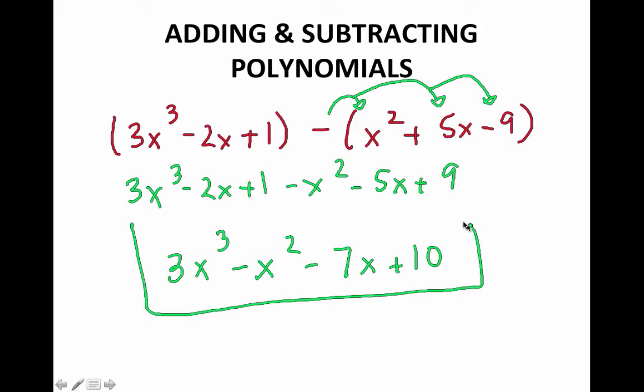Okay, welcome back. So I got 3x to the third minus x squared minus 7x plus 10, and I made sure to distribute the negative sign, and then also combine like terms, and then in the end put my answer in standard form. So that means it's decreasing degrees. Alright, so that's all fine and dandy. We added and subtracted polynomials.